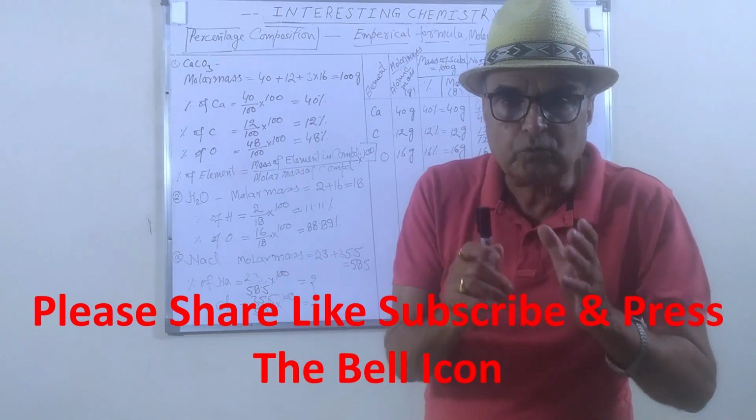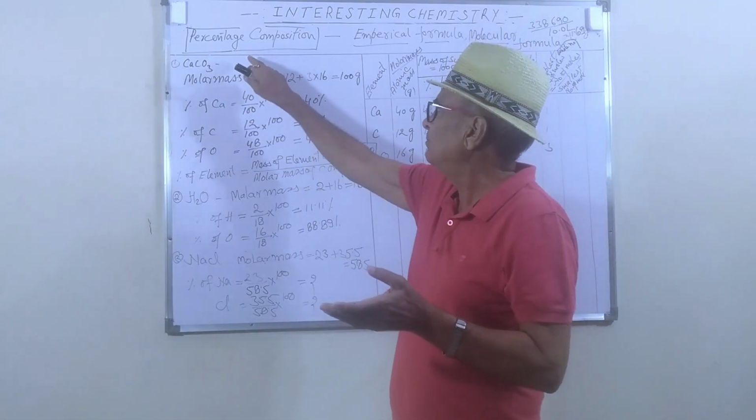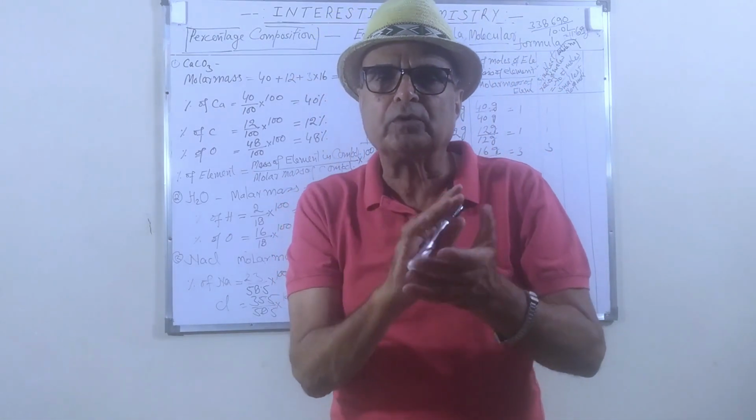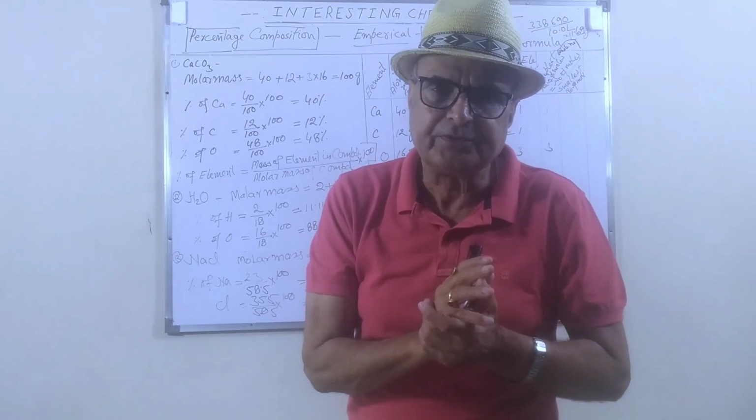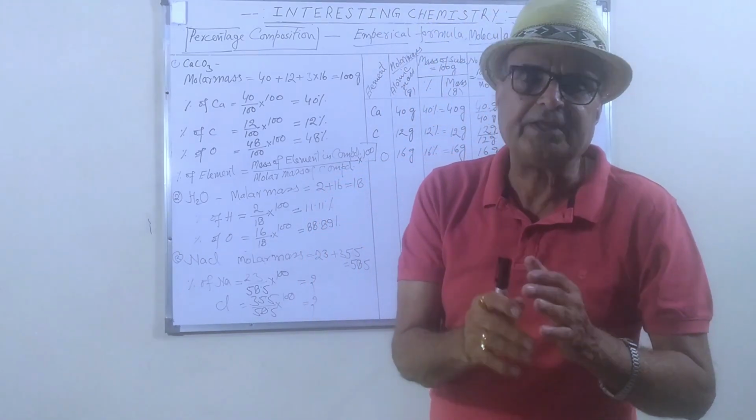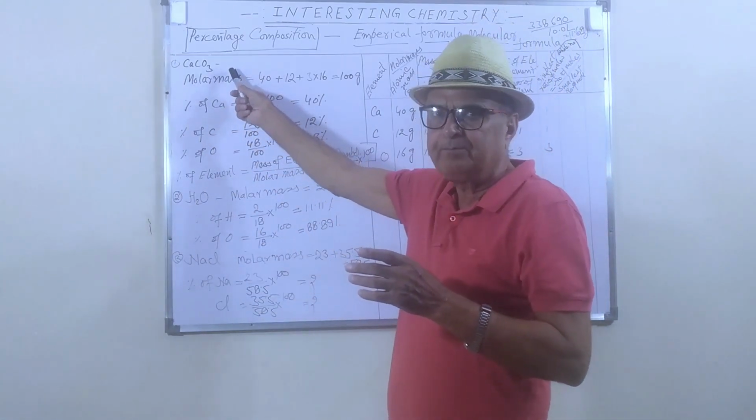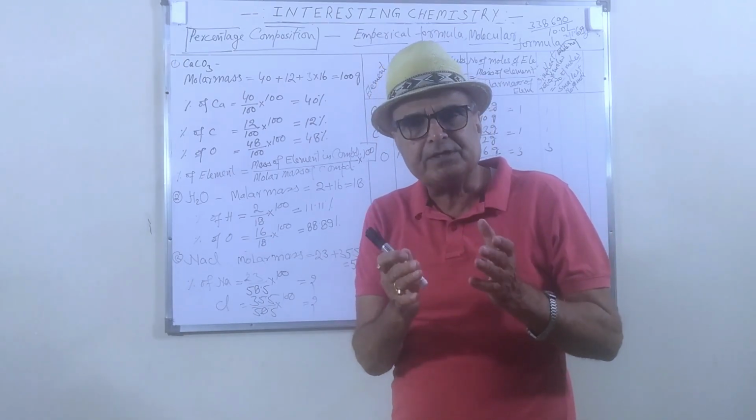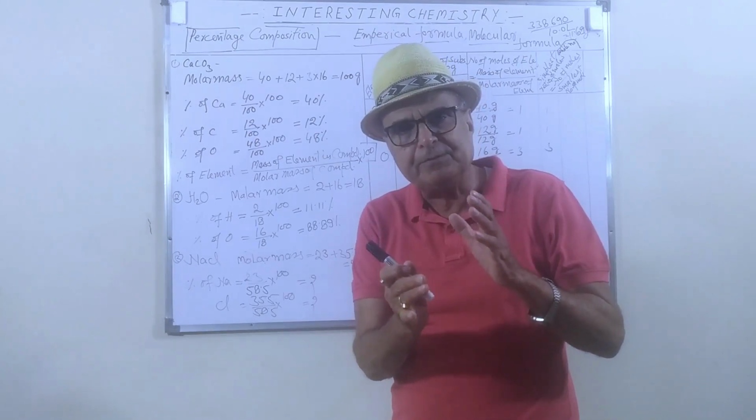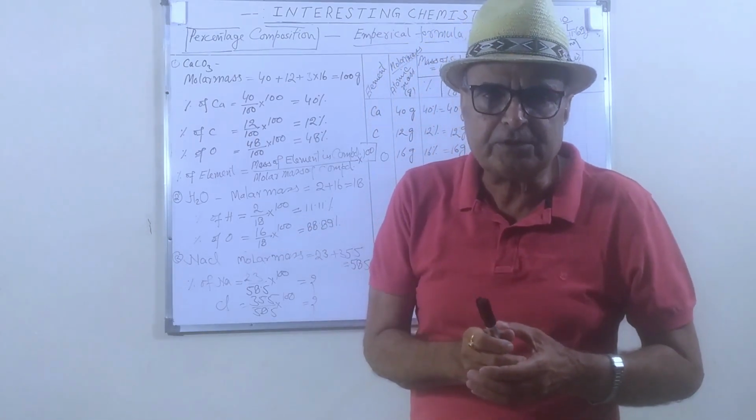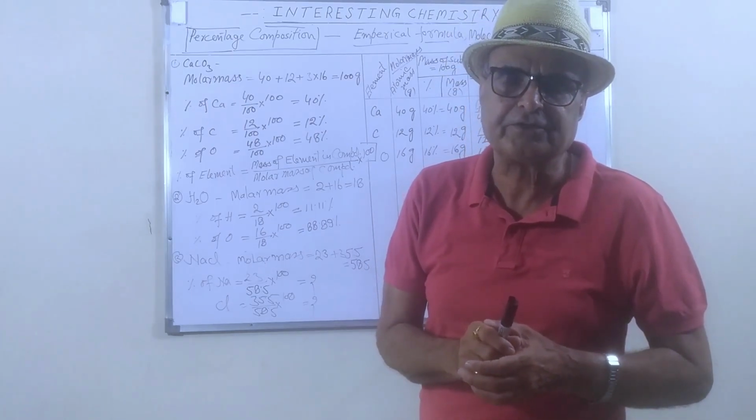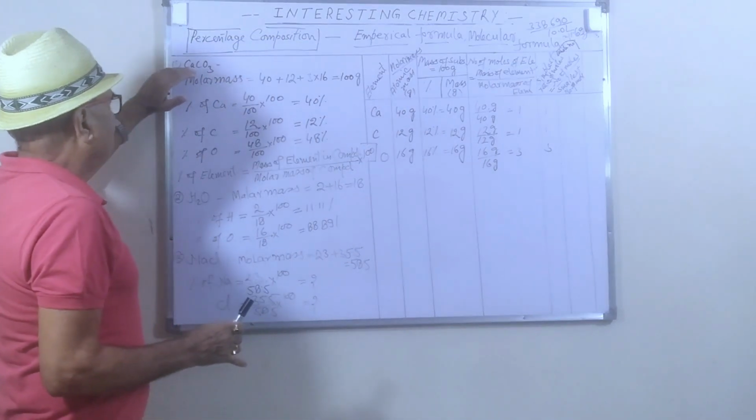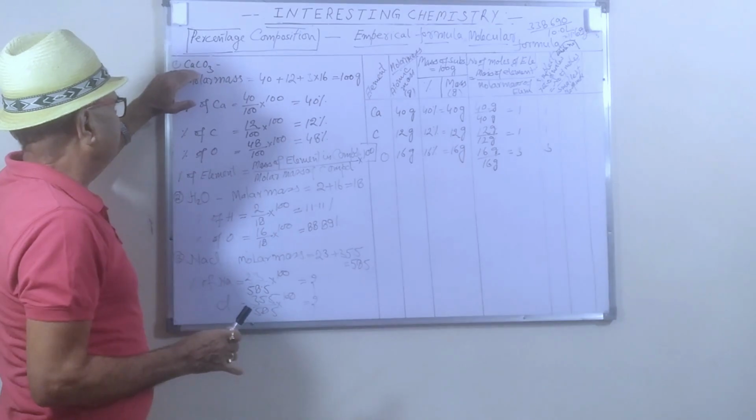So first of all, to get the percentage composition, we should know the chemical formula of that compound. Here if I take calcium carbonate for example, and I ask you to calculate the percentage composition of the different elements present in calcium carbonate, how will you calculate? First of all you have to write the molecular formula or the chemical formula of the compound.